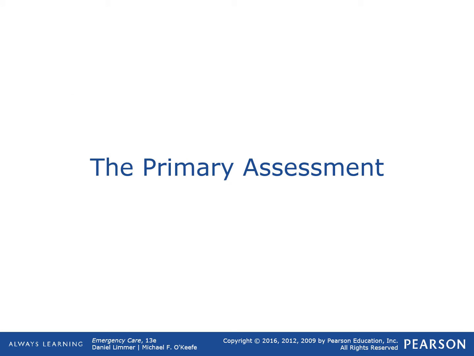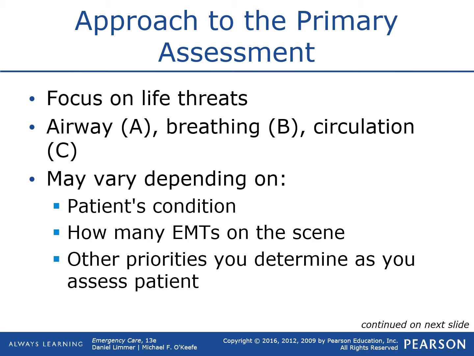So we'll dive right into the primary assessment. Like I said, your primary assessment's job is to try to identify life threats. So the three things that we are going to be looking at in the majority of the primary assessment are your airway, your breathing, and your circulation. They are abbreviated your ABCs. A for airway, B for breathing, and C for circulation. So just remember that you're looking for your ABCs, and we're looking for any life threats that affect your ABCs.